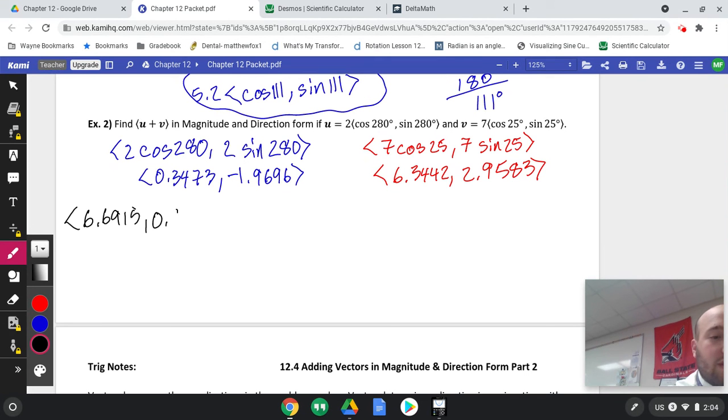And now all we have to do is convert this back into magnitude and direction form. Oops, a little typo. But there we go in black. Now all we got to do is convert that back. Okay, we got that when we added these together.